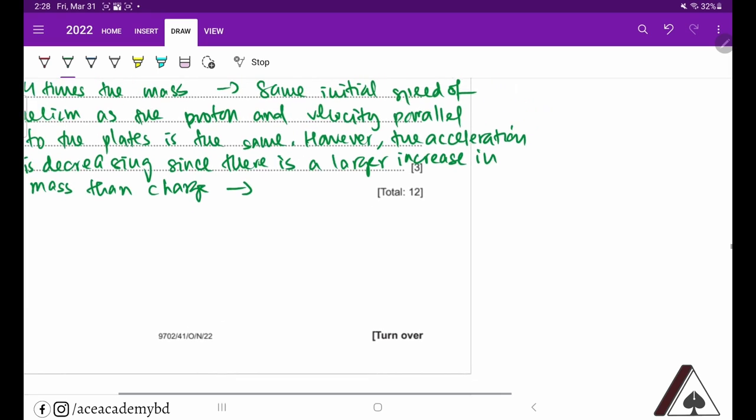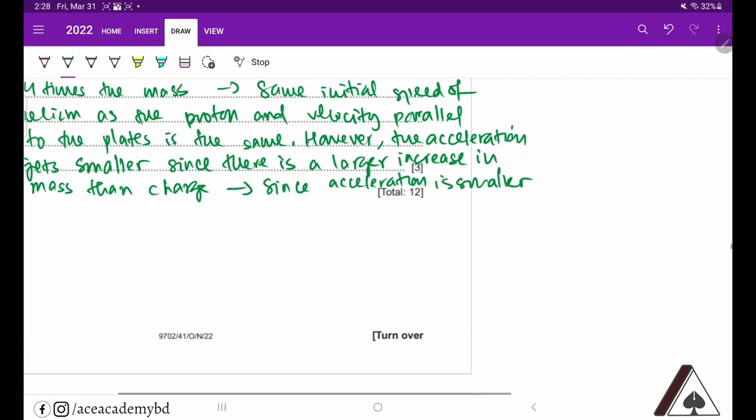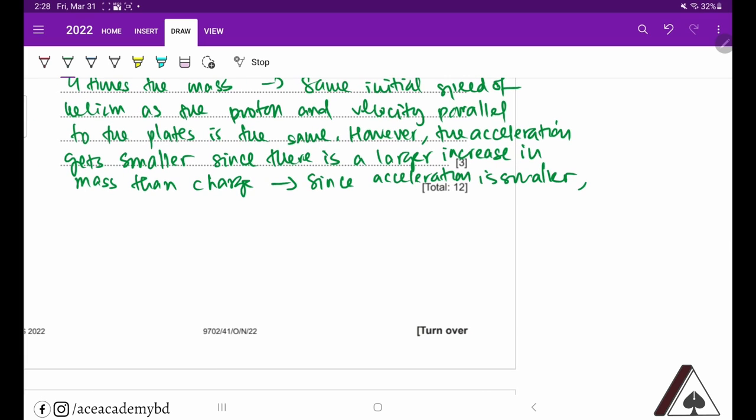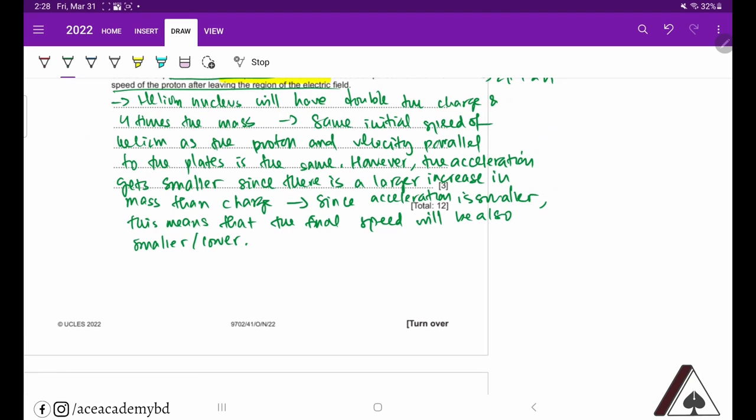Okay, here's what will happen. Since the acceleration is smaller, I think we shouldn't use the term decreasing. We must rather use that the acceleration gets smaller. That's a better term to use, because it just gets halved. So since acceleration is smaller, this means that the final speed will also be smaller, or you can say lower. Okay, so that is it for this question.